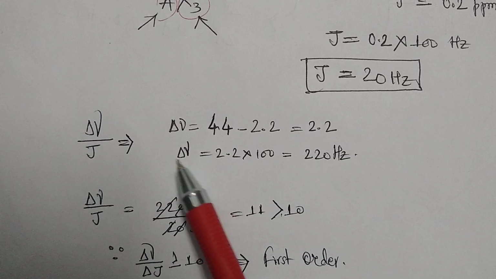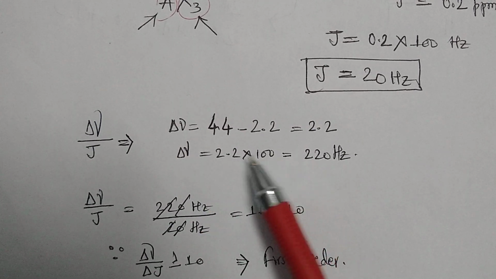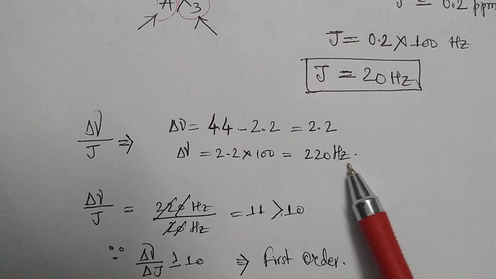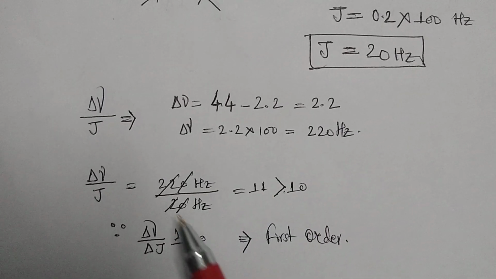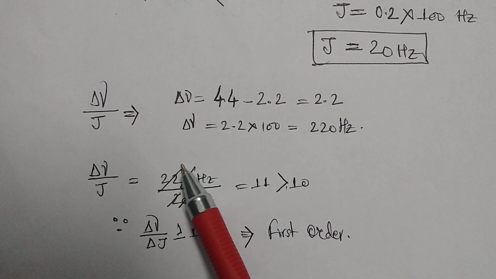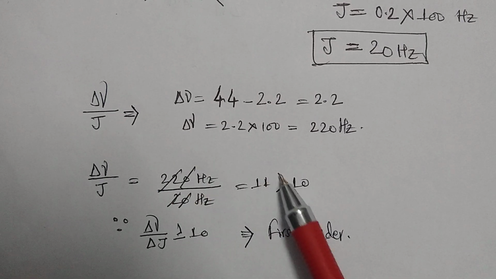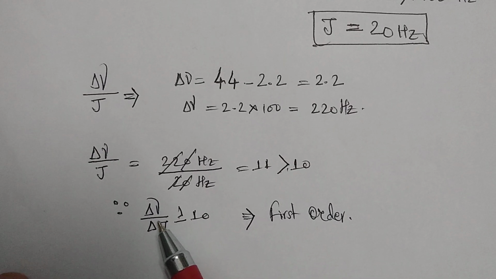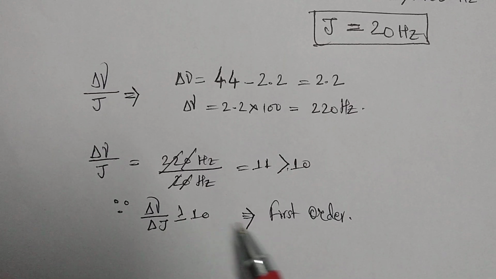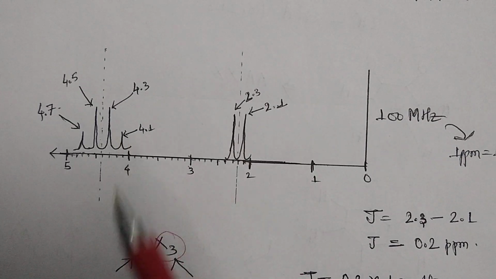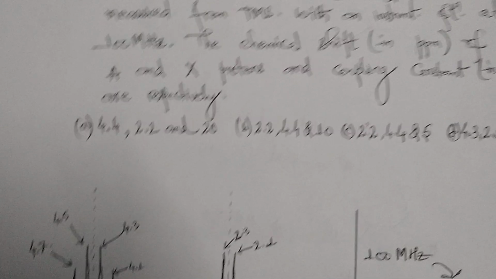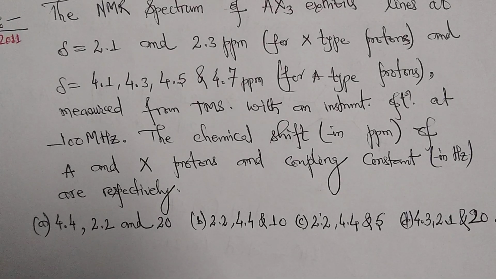Likewise their chemical shift difference in Hertz will be around 2.2 into 100, that will be 220 Hertz. So if it is 220 Hertz, then our coupling constant is 20 Hertz. Dividing 220 Hertz by 20 Hertz, we will get 11, that is greater than 10. So here we got delta nu by J greater than 10. So this peak which we have represented in this figure is of first order. Now we will move forward with another question.